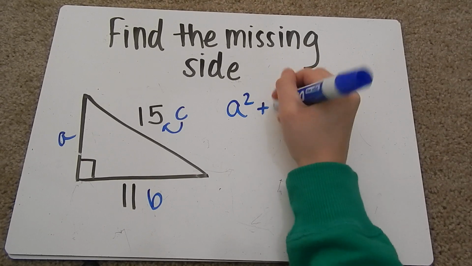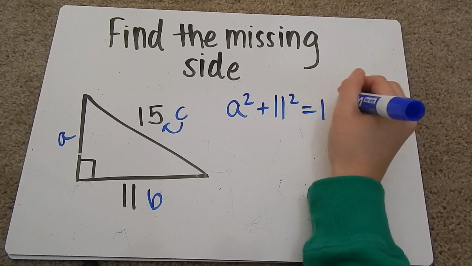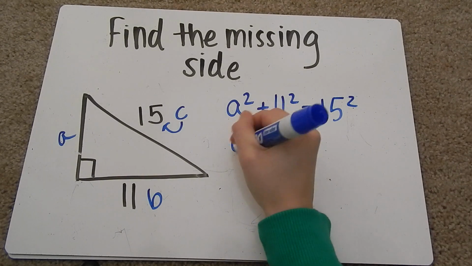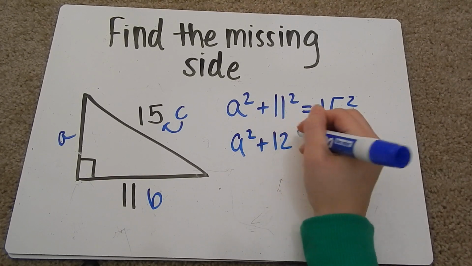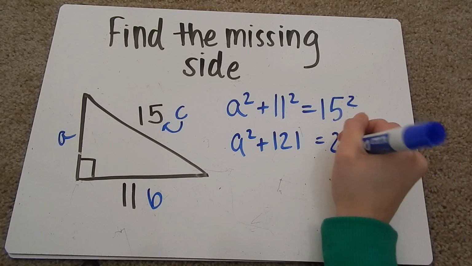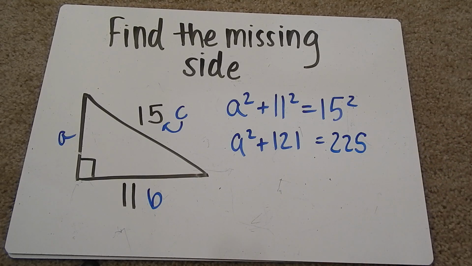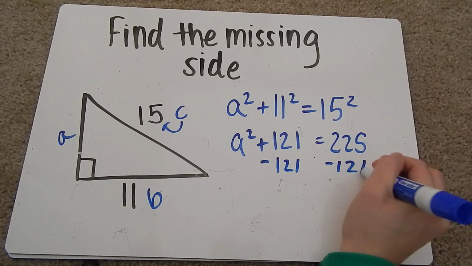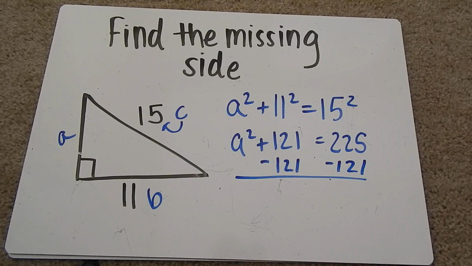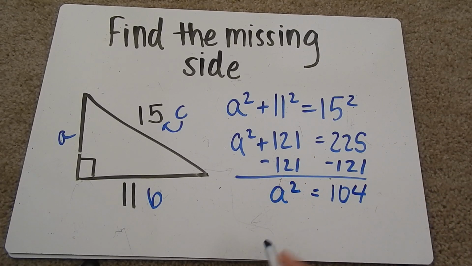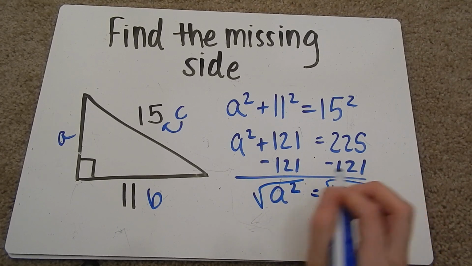A squared plus b squared equals c squared. Then we can actually square these numbers. So a squared plus 121 equals 15 squared, which is 225. And we're solving for a. So I'm going to subtract 121 from both sides. 225 minus 121 is 104. And then we want to take the square root of both sides.